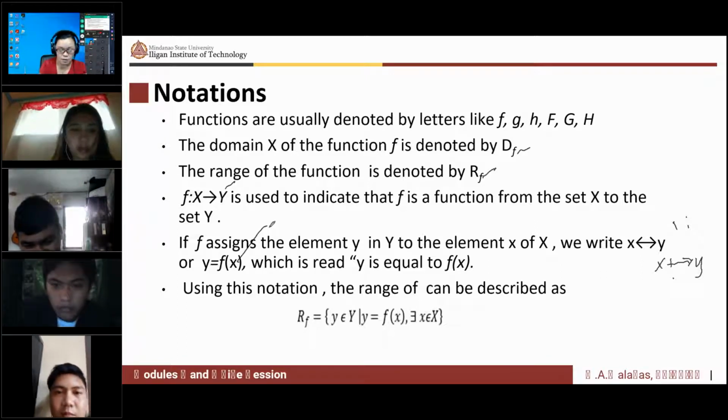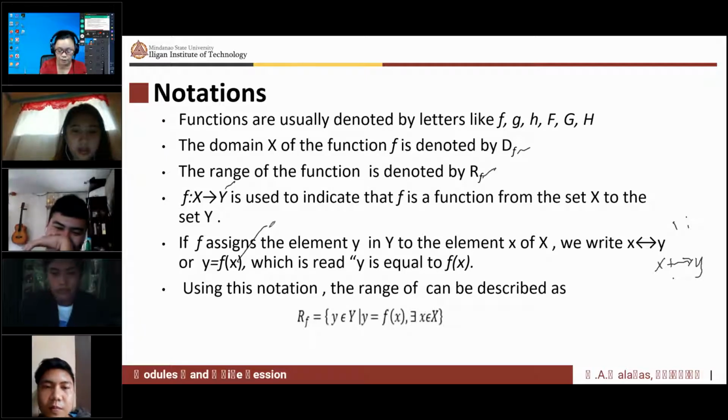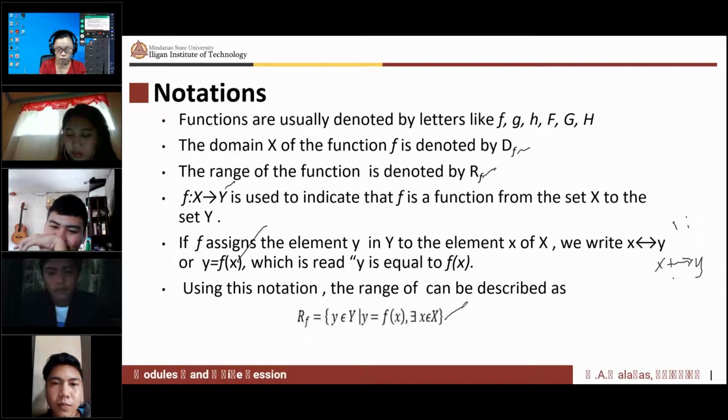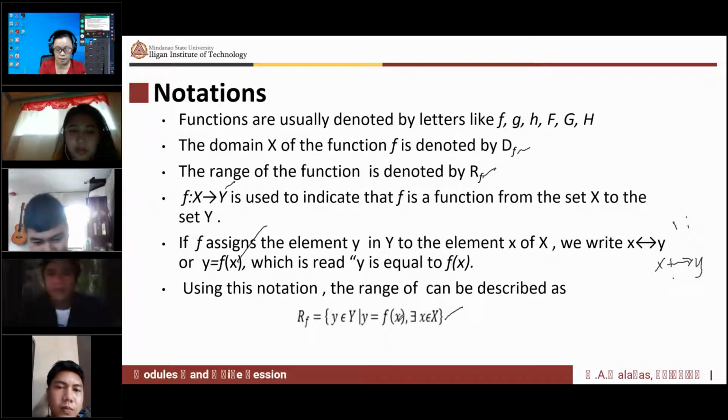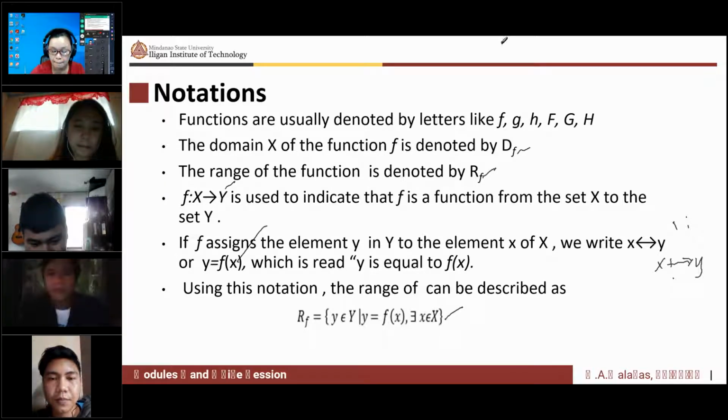So using this notation, the range of f can be described as this set, the set of all y in the set Y such that y is paired to x. So y is equal to f of x for some x in X.